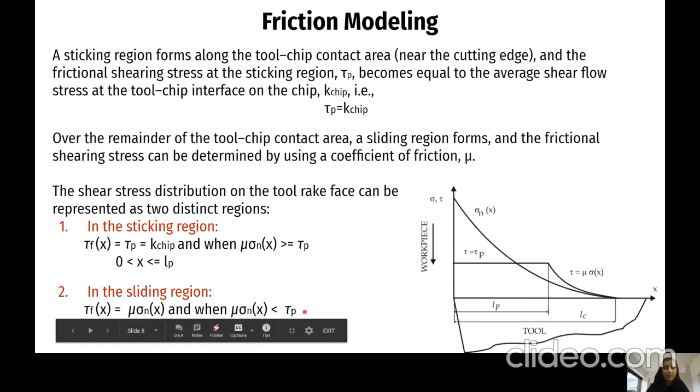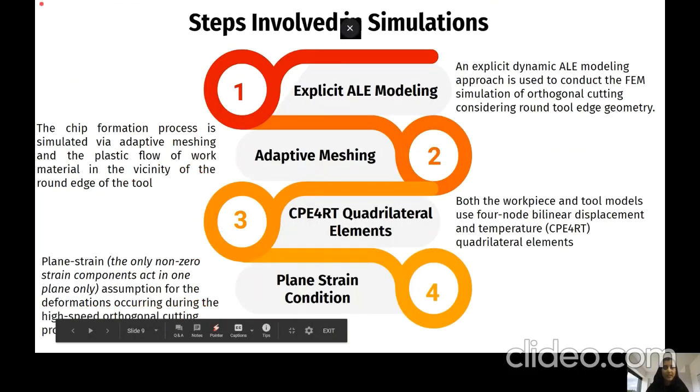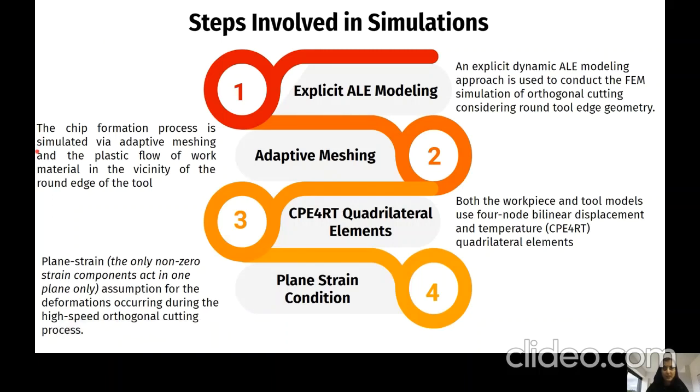Now, having looked upon different material models, we can now summarize as follows. The major steps involved in our simulation will be the explicit ALE modeling. So here an explicit dynamic ALE modeling approach is used to conduct the FEM simulation of orthogonal cutting considering round tool edge geometry. Second will be adaptive meshing. That is, the chip formation process is simulated via adaptive meshing and the plastic flow of work material in the vicinity of the round edge of the tool.